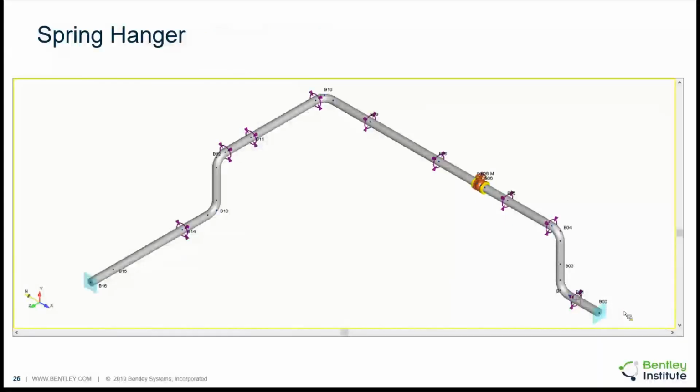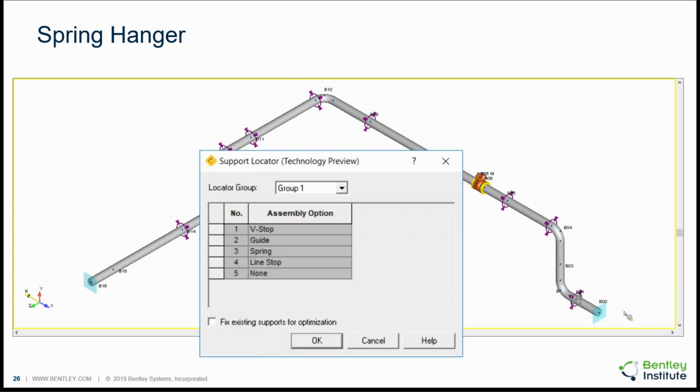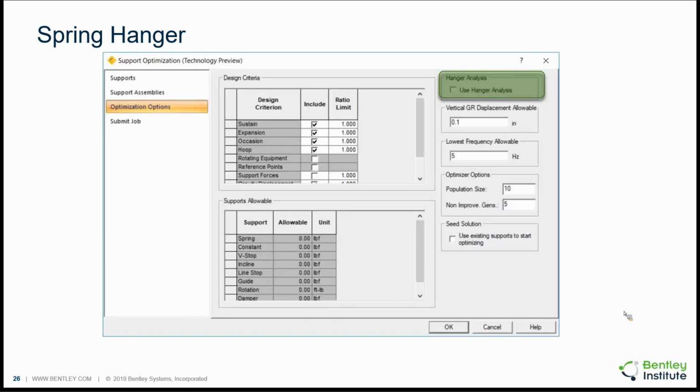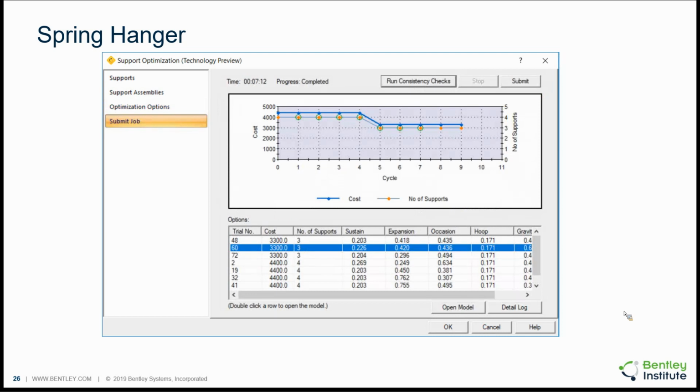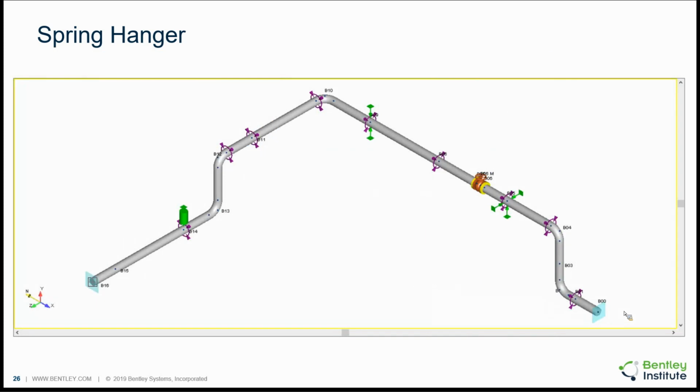Let's talk a bit more about including spring hangers in the support optimization. In this example, all locators are assigned to the same support locator group, which includes a spring. If you remember, one of the optimization options is to use hanger analysis. So let's explore this a bit. If we first run the optimization without this checked on, so it's unchecked, we get our results in about 7 minutes. If we explore trial 60 first, we see the model looks like this with a spring hanger included.